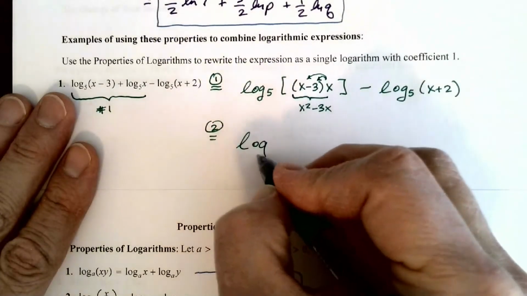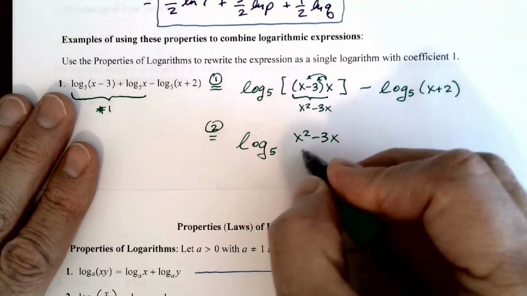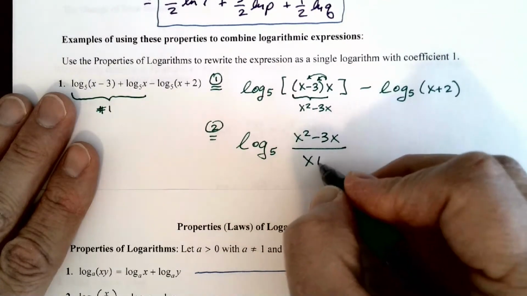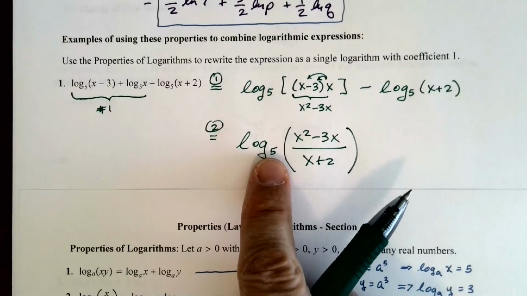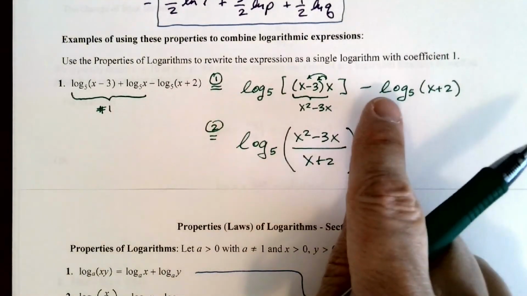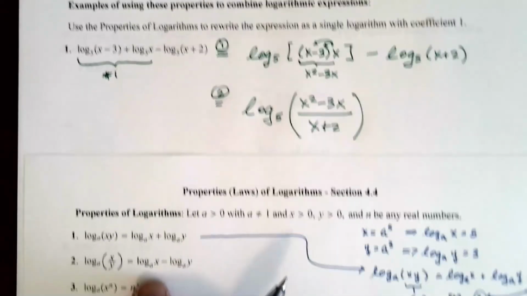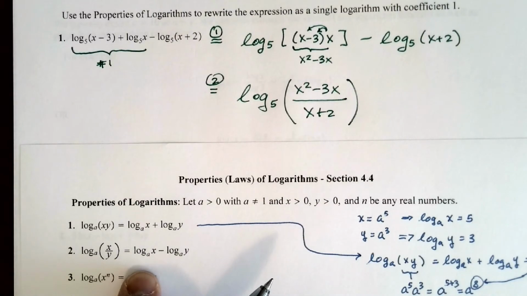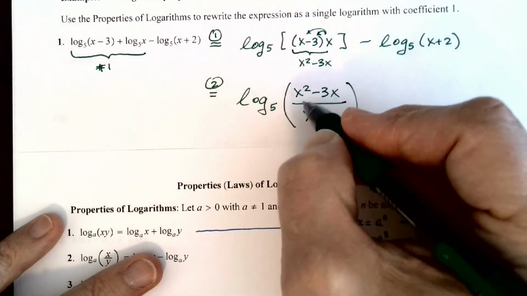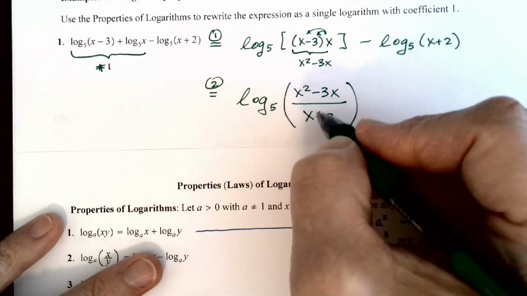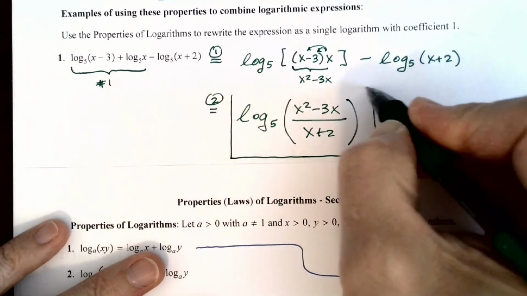This would be log base 5 of this up top, which I've written as x squared minus 3x, divided by log of x plus 2. Okay. And notice that's a single logarithm, right? Log of a minus log of b is log of a divided by b. That's what we're making use of in this second property here. And now I have a logarithm of a single quantity. This is one quantity. It's pretty complicated. I've got to do some work here for a given value of x, but it's a logarithm of a single quantity.